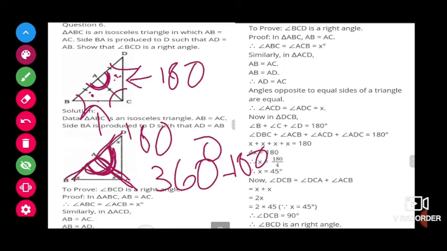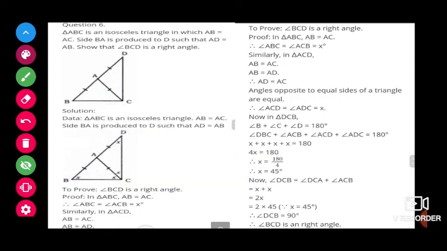Now the remaining 4 angles are what? x plus x plus x plus x is equal to 180 degrees. Means 4x is equal to 180 degrees, x is equal to 180 by 4, that is 45 degrees. Now we found that each angle is 45 degrees.